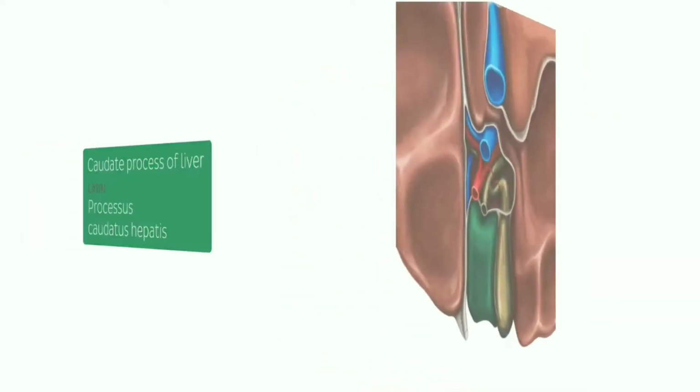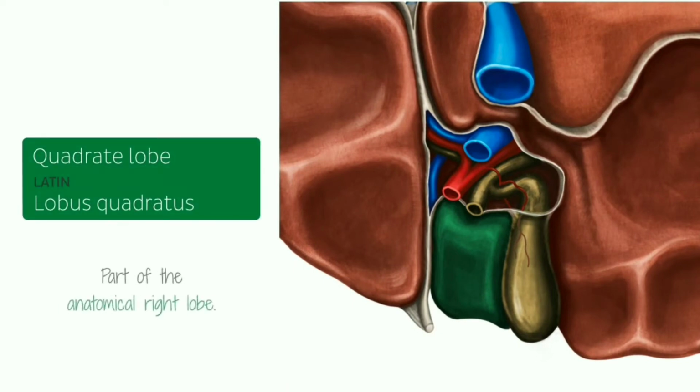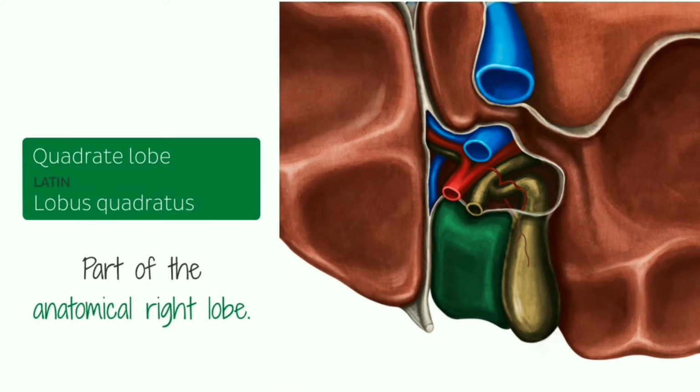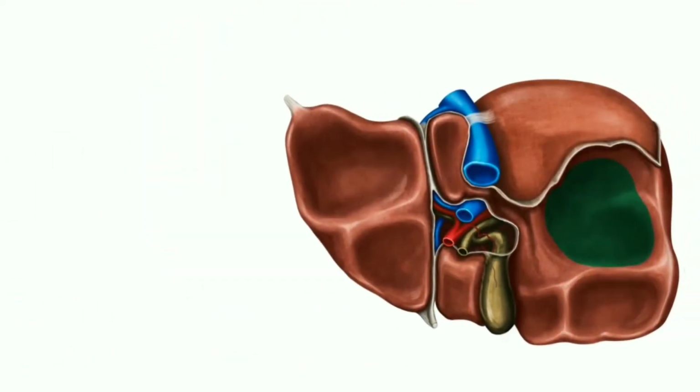The second small lobe is the quadrate lobe of the liver, which is highlighted in green and is also considered to be part of the anatomical right lobe. From a functional point of view, it is part of the left lobe of the liver. As we can see in this image, the quadrate lobe is bordered by the gallbladder, the hilum of the liver, and the round ligament.